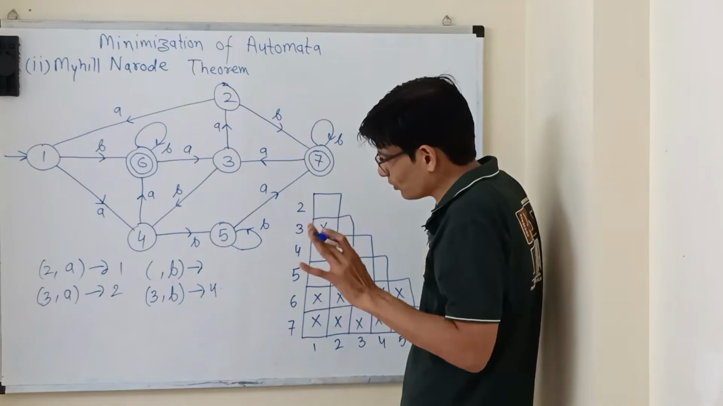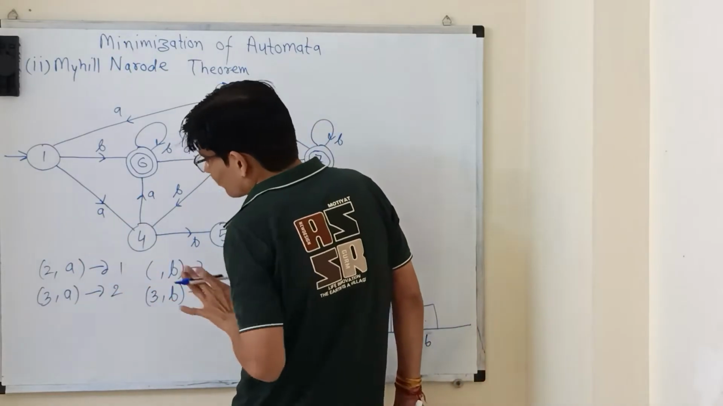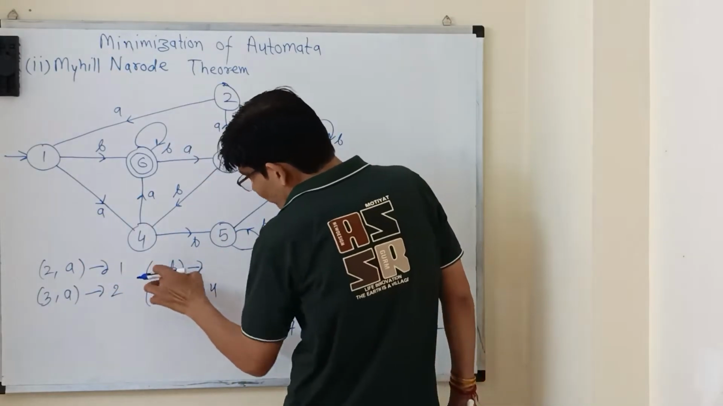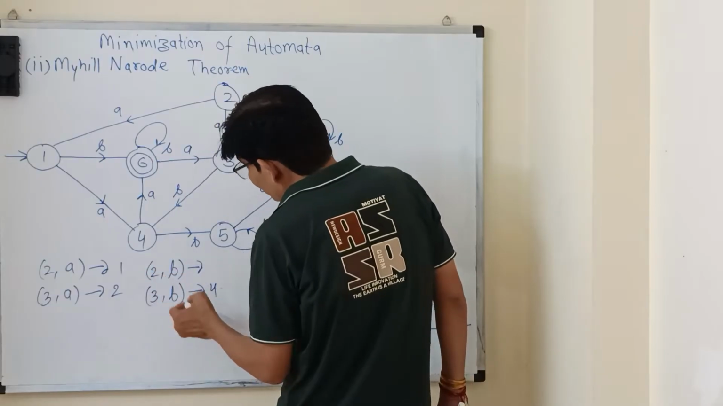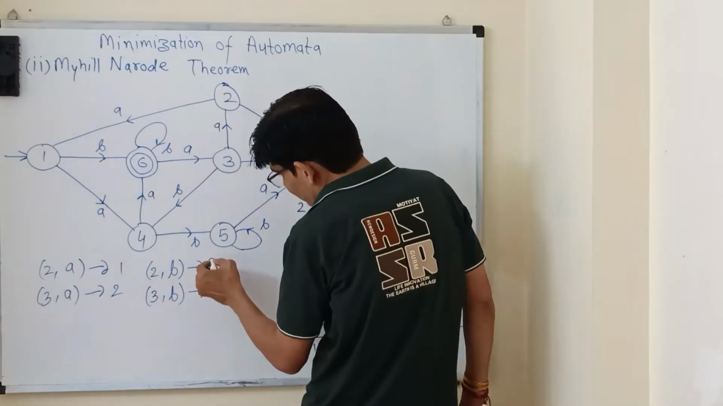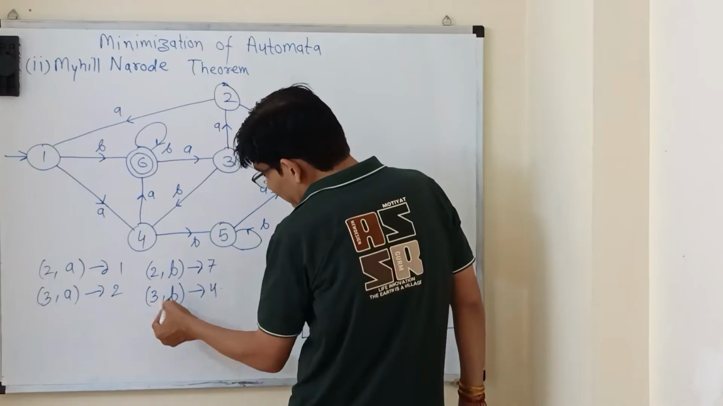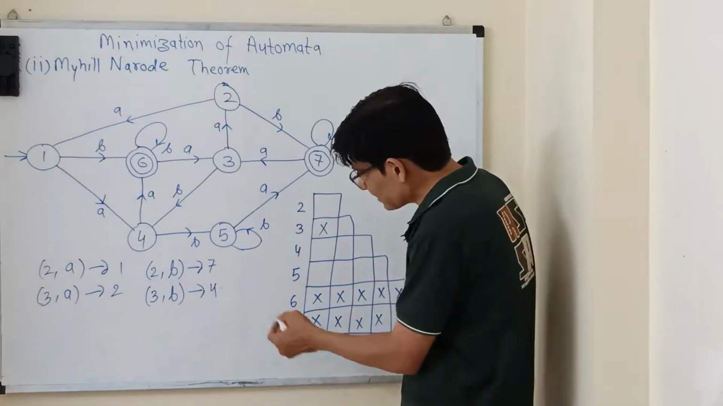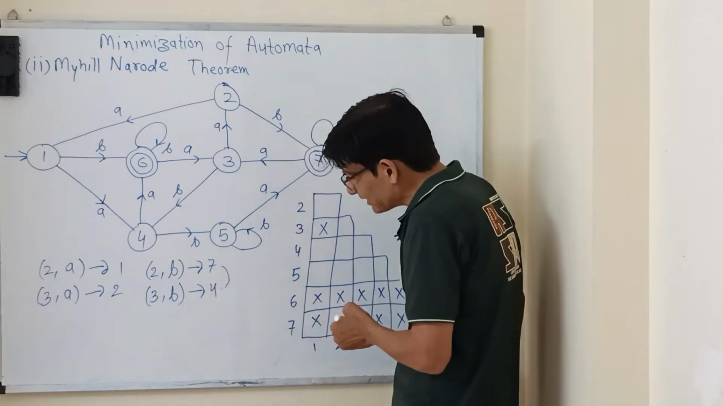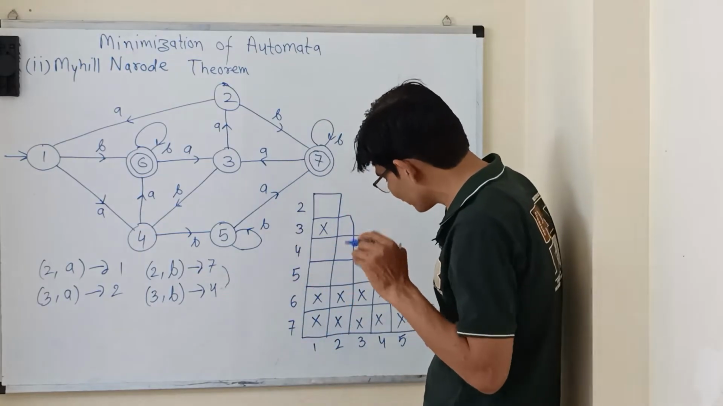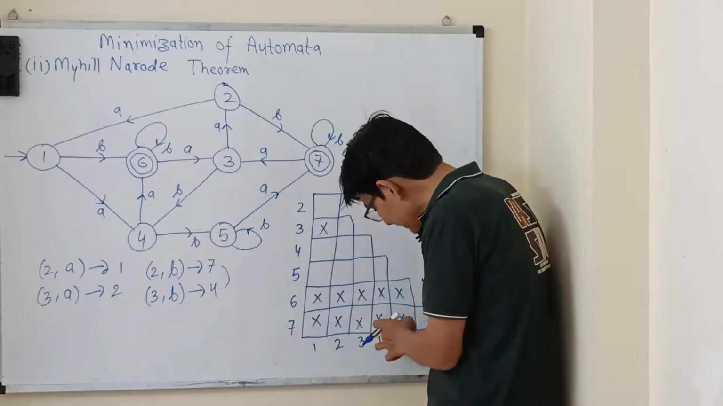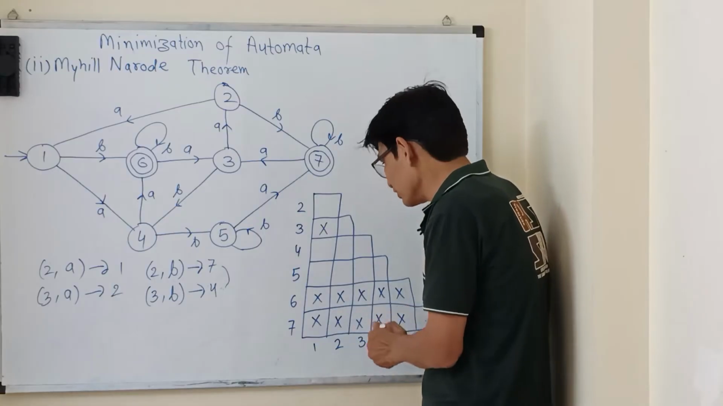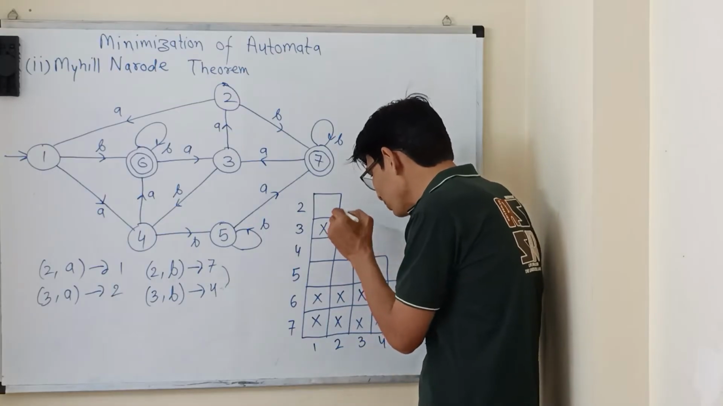So we cannot, on the basis of this transition, put a cross. Now on 2, if we are applying B, we are reaching 7. And on 3, if we are applying B, we are moving to 4. So let's check whether this combination has been crossed or not. 4 and 7, this is already crossed. So here again we can put a cross.